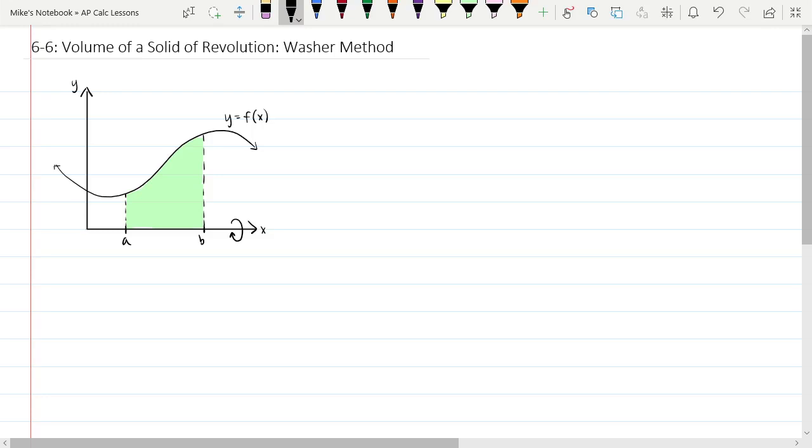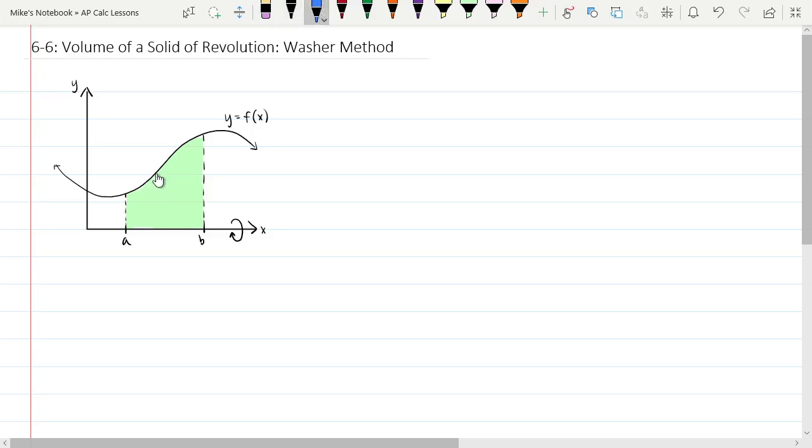So to compare them, because otherwise they're very similar methods, so that hopefully you'll understand when you would need to apply the washer method versus the disk method, first I'd like to compare the two different things. So here I have just some random graph of y equals f of x, and we're looking at the region between a and b, between f of x and y equals 0, the x-axis. So let's say this is the region that we're going to revolve around the x-axis so that we get our solid of revolution. This is what we did basically in 6-5.